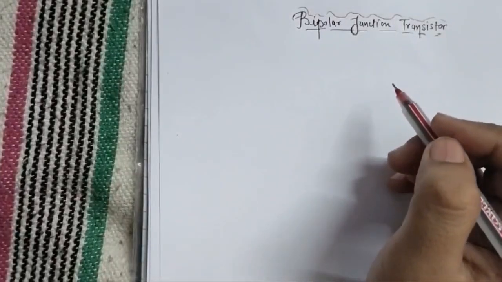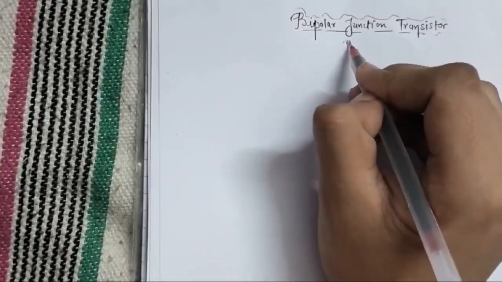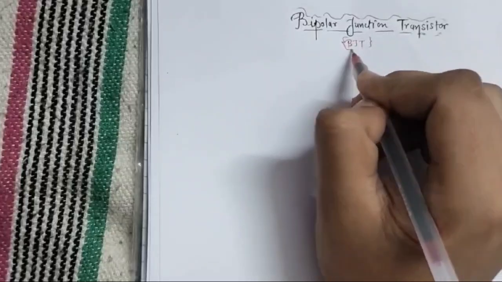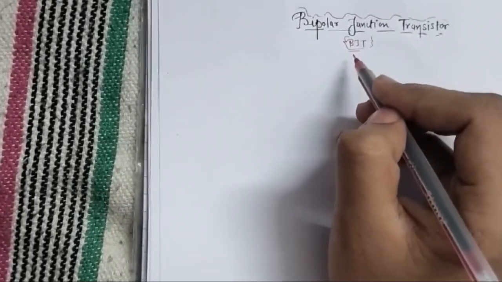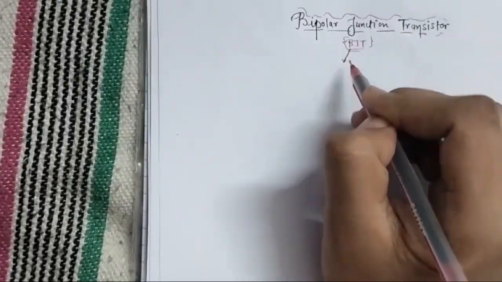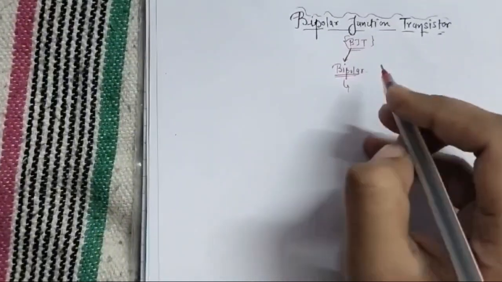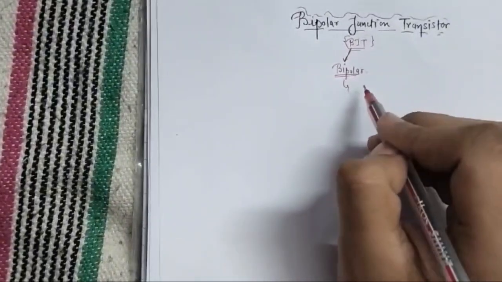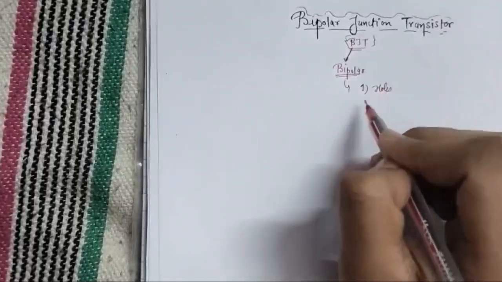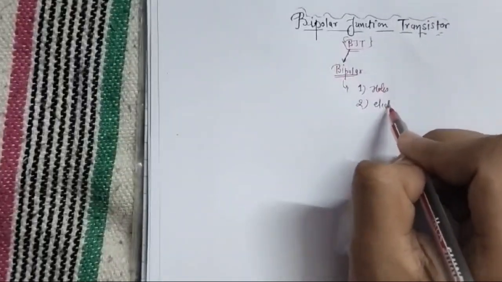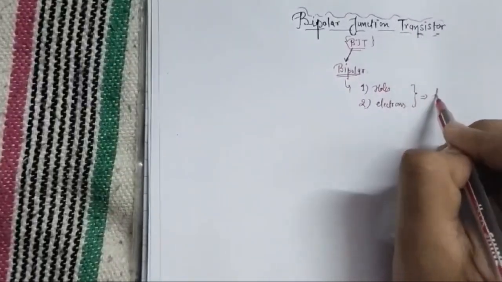Today we are going to read about bipolar junction transistor or BJT. So first of all, the word BJT stands for bipolar junction transistor, where bipolar means here we have two carriers. The first one is holes and the second one is electrons, which are responsible for the flow of currents.